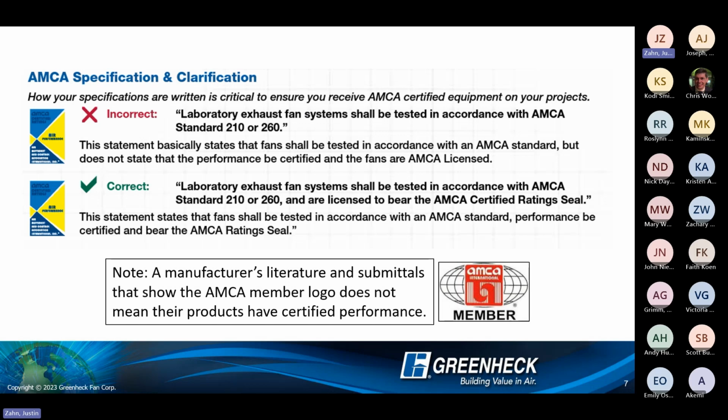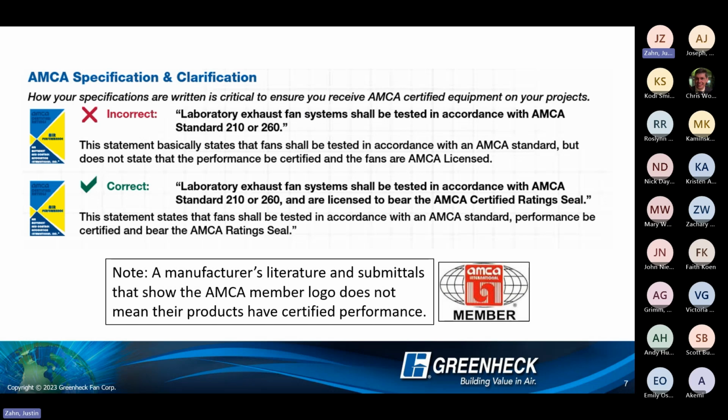But there are two different ways to say you're AMCA certified. One is incorrect and one is correct. The incorrect way is to say you are tested in accordance with AMCA standard 210 or 260. Okay. And that is, again, usually all competitors will say, and customers will sometimes go blind. They hear AMCA, they hear they're tested in accordance with AMCA, and they think that that means they are AMCA certified. That is not always the case. What you want to hear is that you are licensed to bear the AMCA certified ratings seal. So you're licensed to have that sticker on your fan.